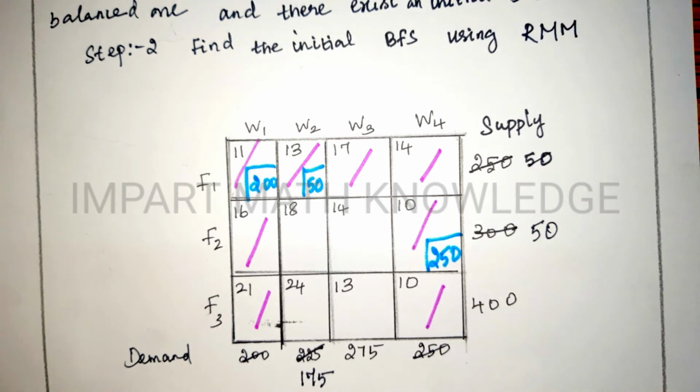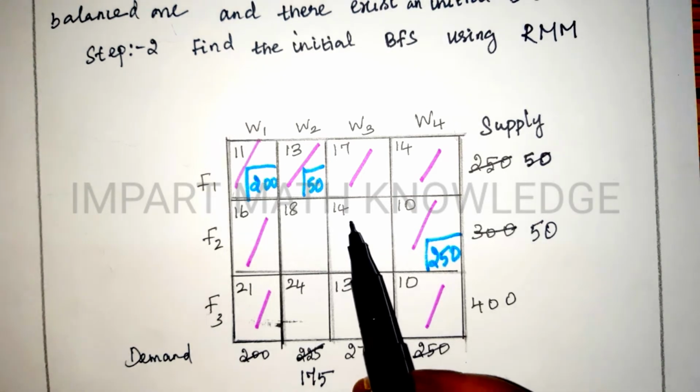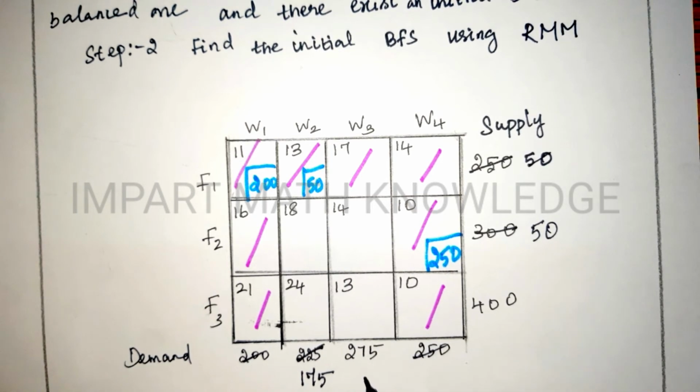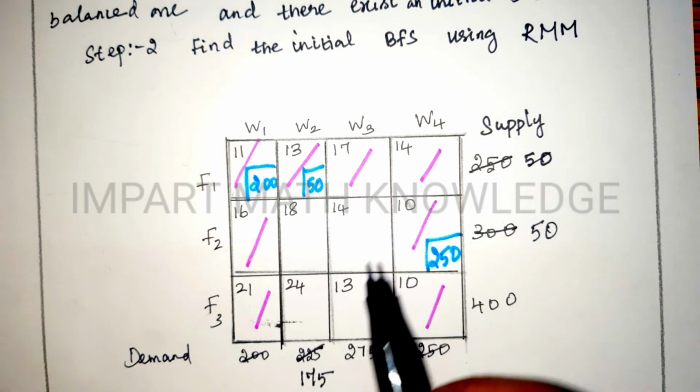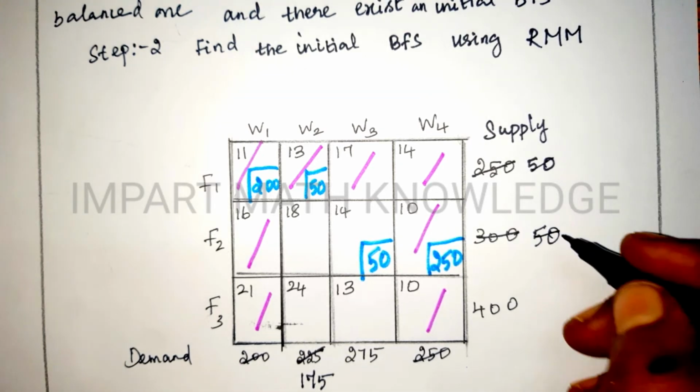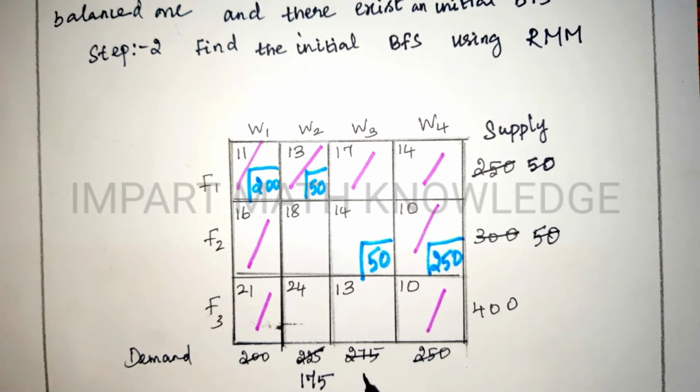In the remaining, the minimum cost is 14. For this cell, supply is 50, demand is 275. So you allocate 50 here. Once you allocate, you strike out 50 and here the remainder is 225. Here supply is satisfied, so you have to strike out the row.